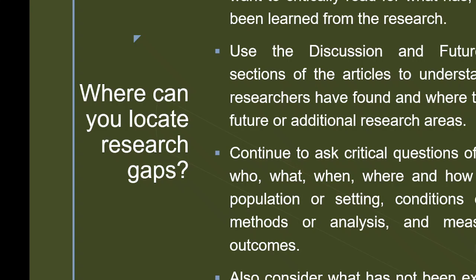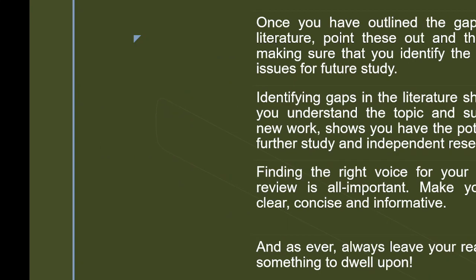Continue to ask critical questions of your topic: who, what, when, where, how. These are some important questions about the different aspects of your research. Then you will be able to gather a lot of information and find a research gap. This is the important method by which, once you have outlined the gaps in the literature, you point these out and identify the important issues for future study.